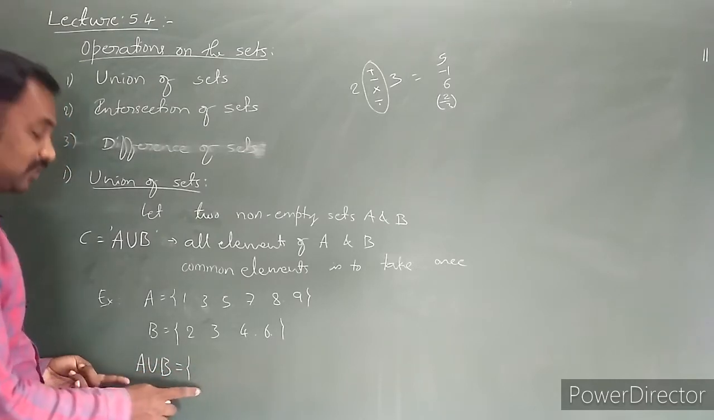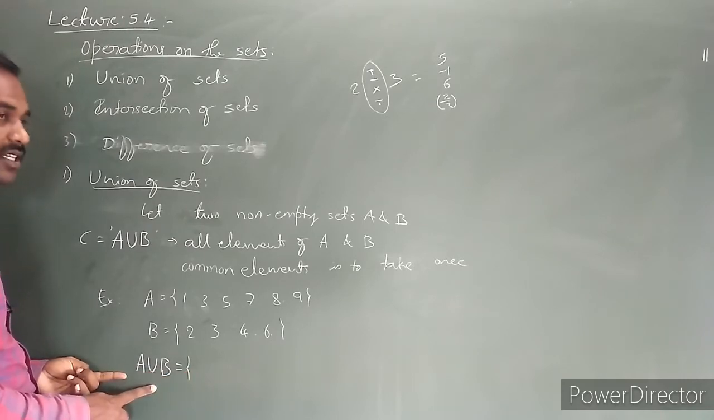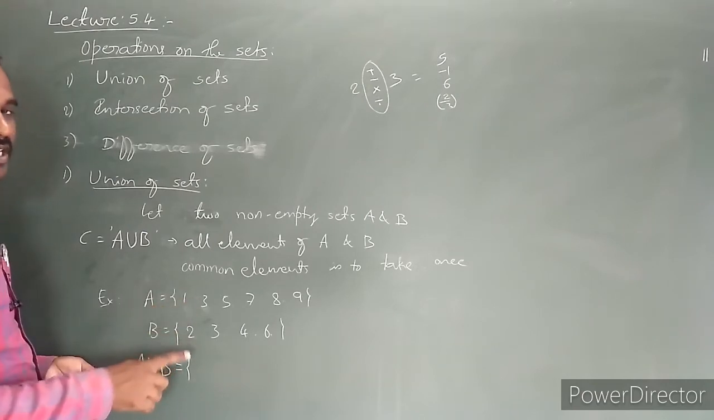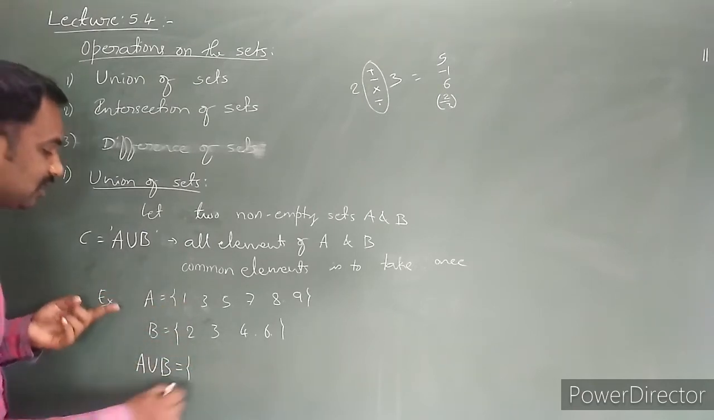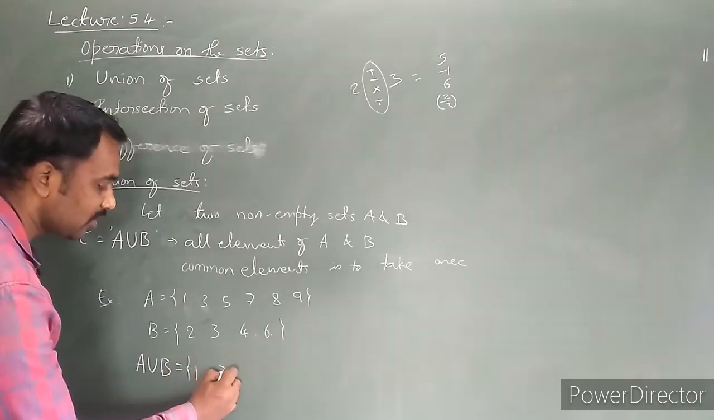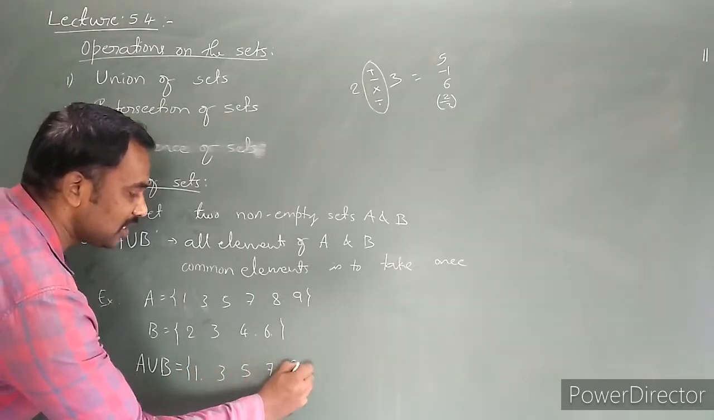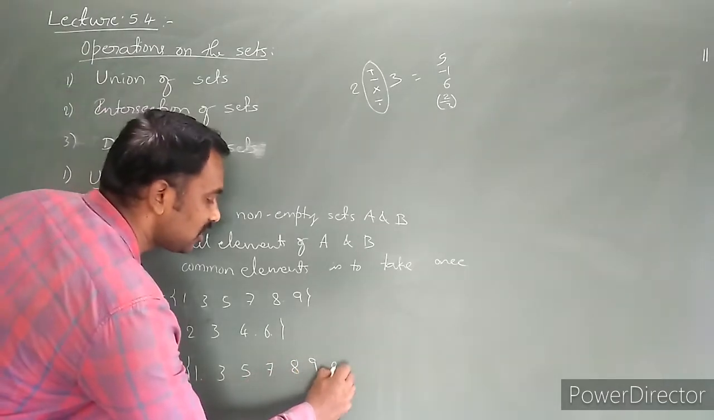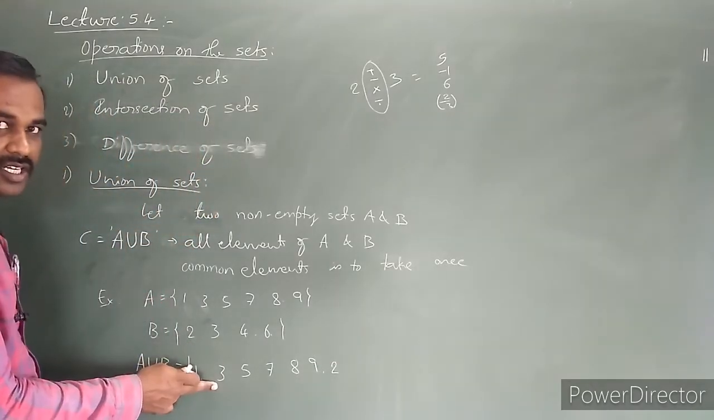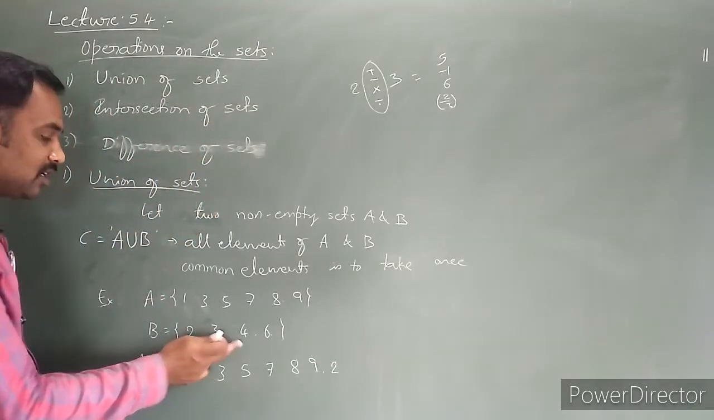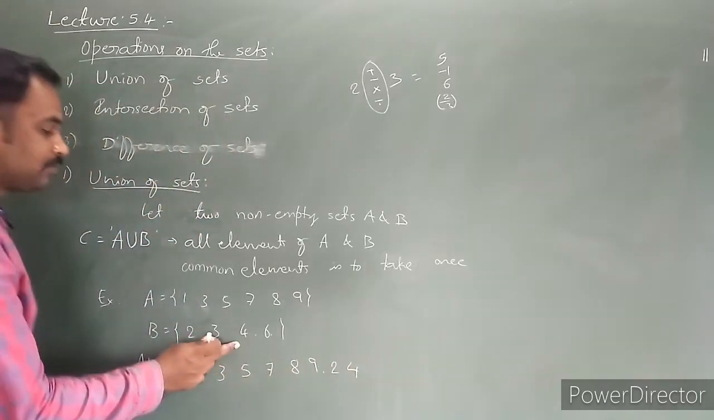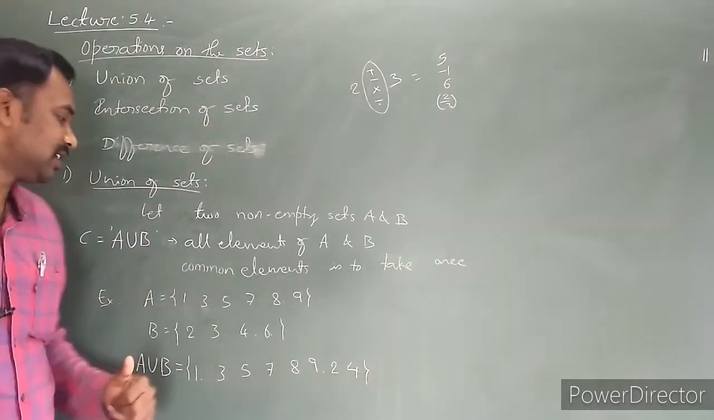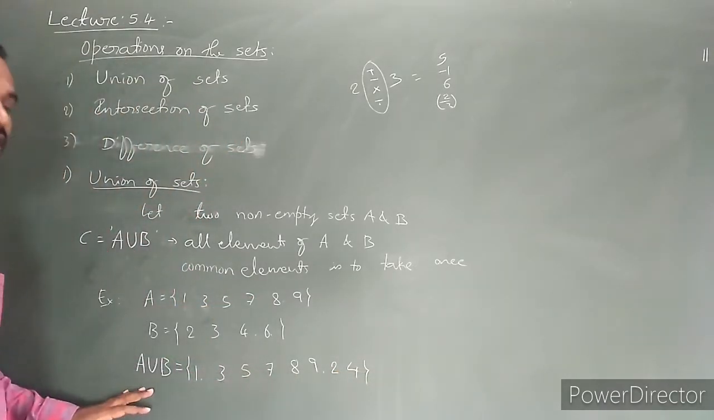What elements do we have to write in this set A union B? All the elements of A, all the elements of B, and a common element is going to be written only once. So the elements of A: 1, 3, 5, 7, 8, 9. Elements of A are written. Elements of B: 2 is there. 3 we have already written; elements already written are going to be written only once. 4 is not written, so write the 4. 6 is not there in the first set, so write the 6. This is said to be A union B.